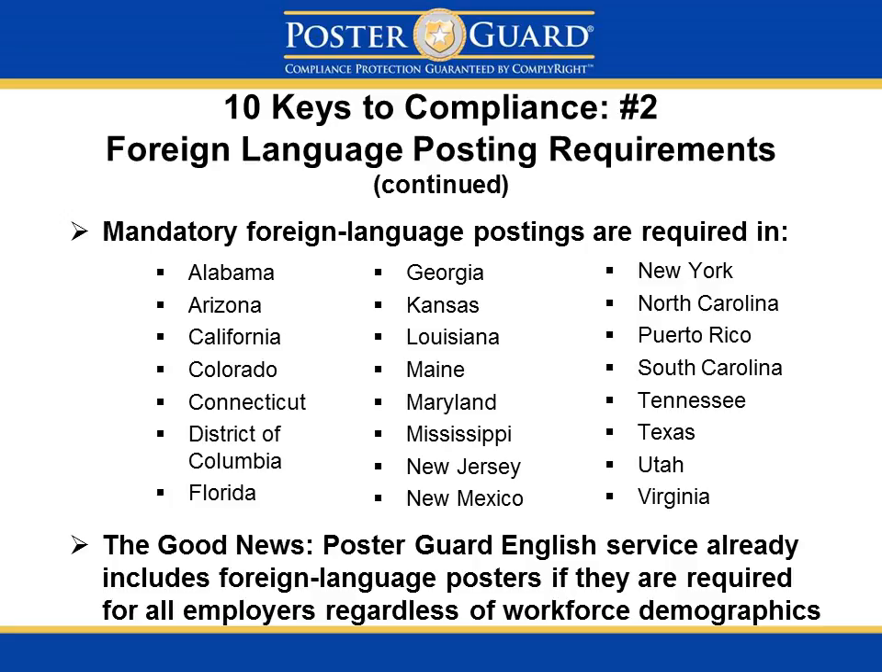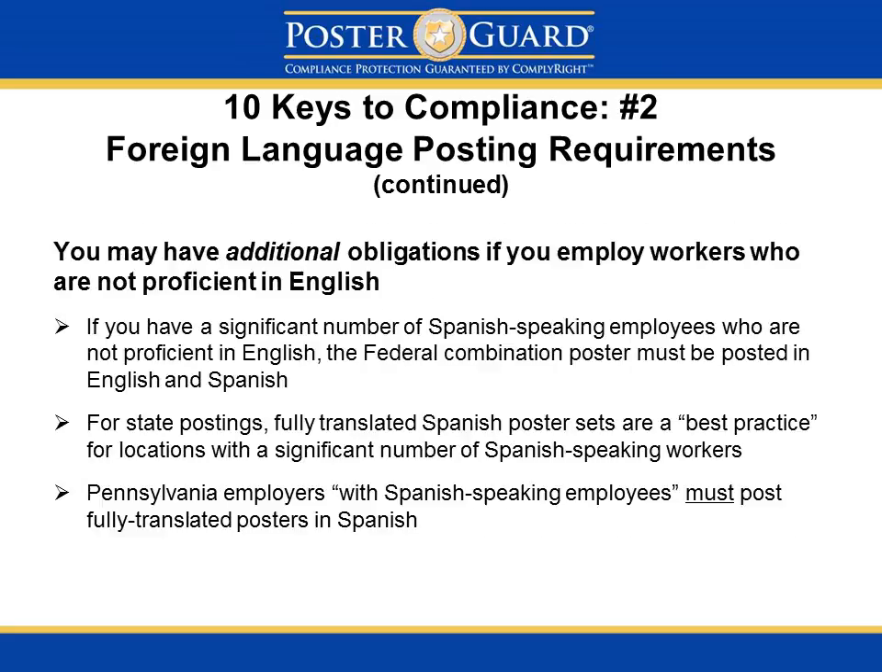Now, if you do have Spanish-speaking employees, there are some additional requirements that you need to know about. Things change a little bit when it comes to your locations with a significant number of Spanish-speaking employees. First of all, the federal combination poster has 6 unique postings on it. If you have a significant number of Spanish-speaking employees who are not proficient in English, you need to post the federal combination poster in both English and Spanish.